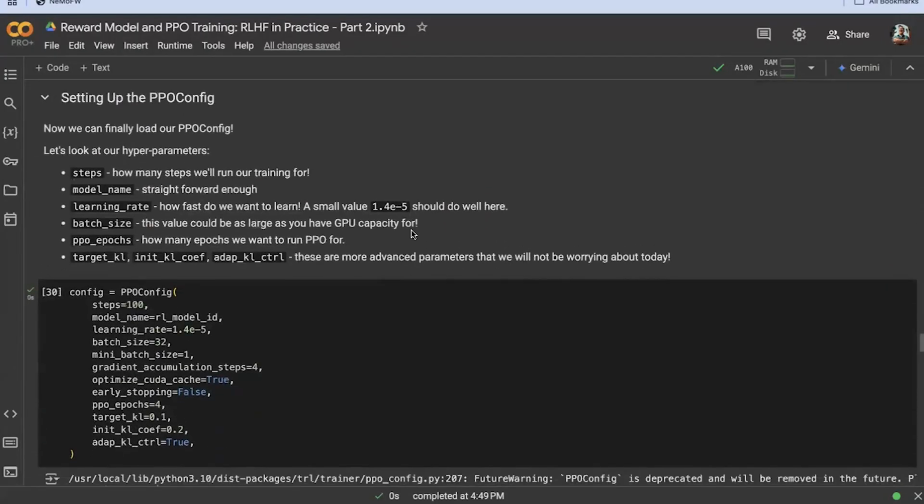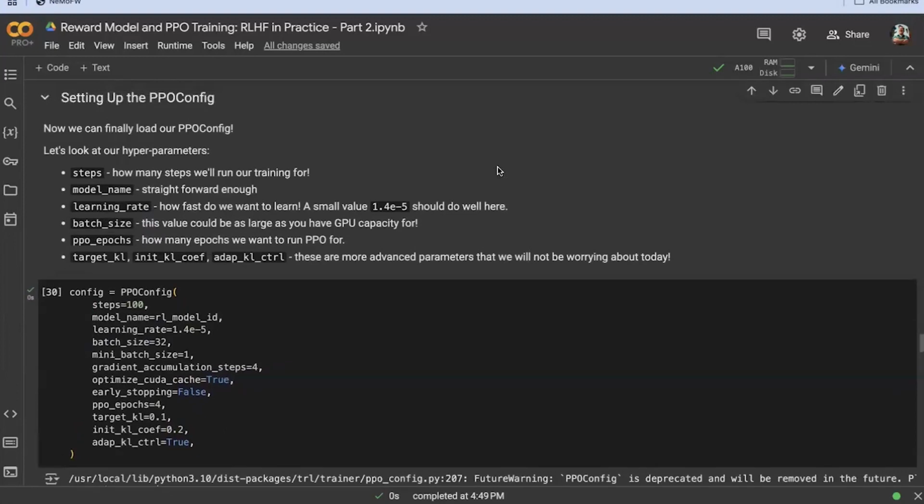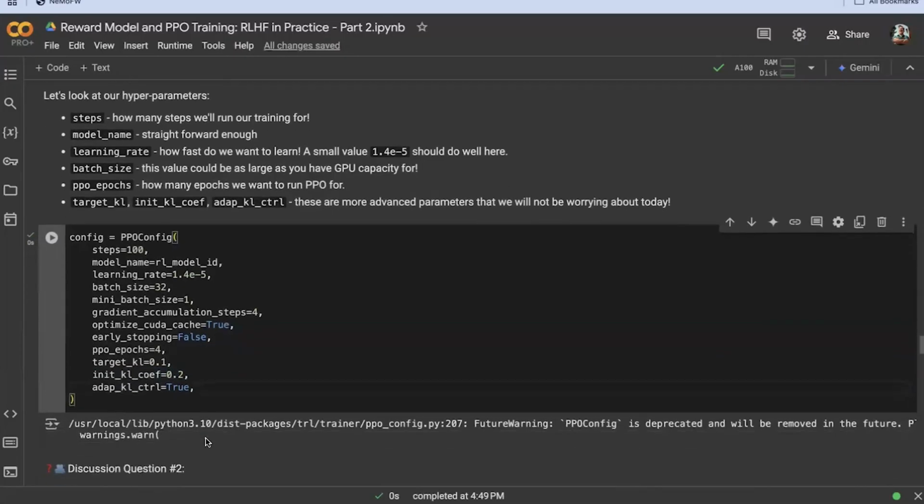And then we can set up our PPO config. Greg talked to us about PPO. It's awesome. The big things we want to take away from the code of PPO are the idea of PPO epochs versus normal training steps, and the idea of a target KL divergence and an initial KL coefficient.